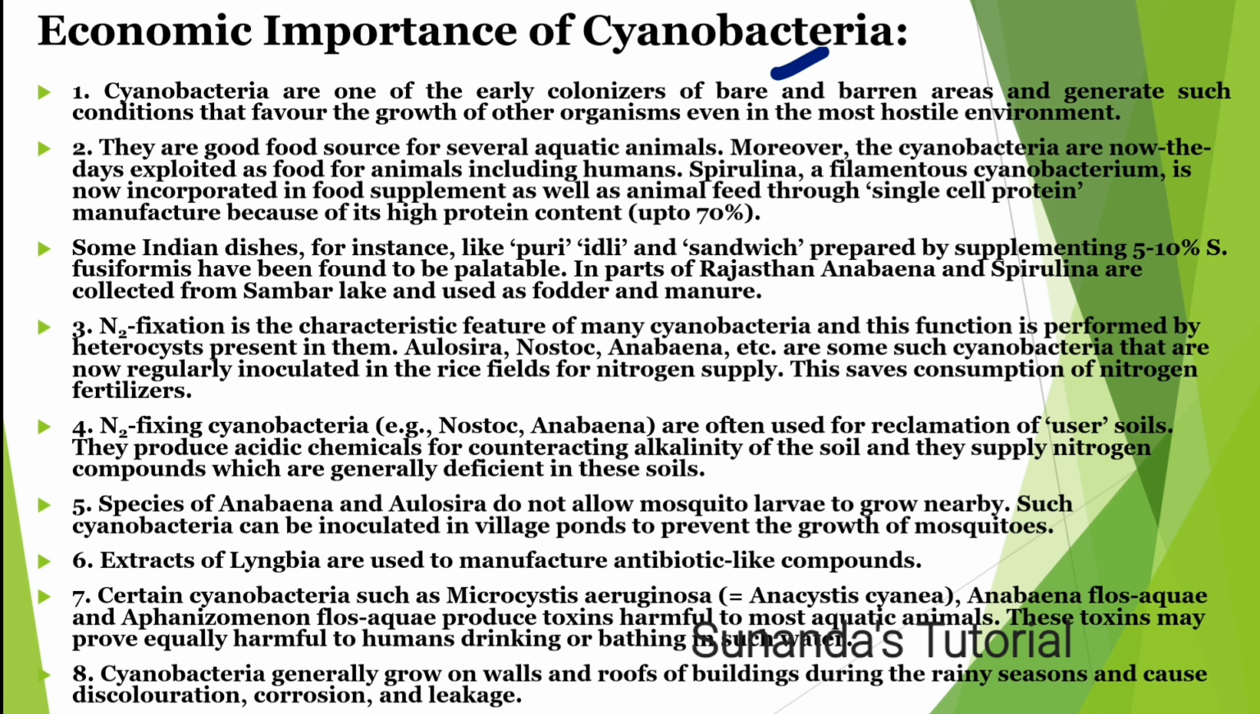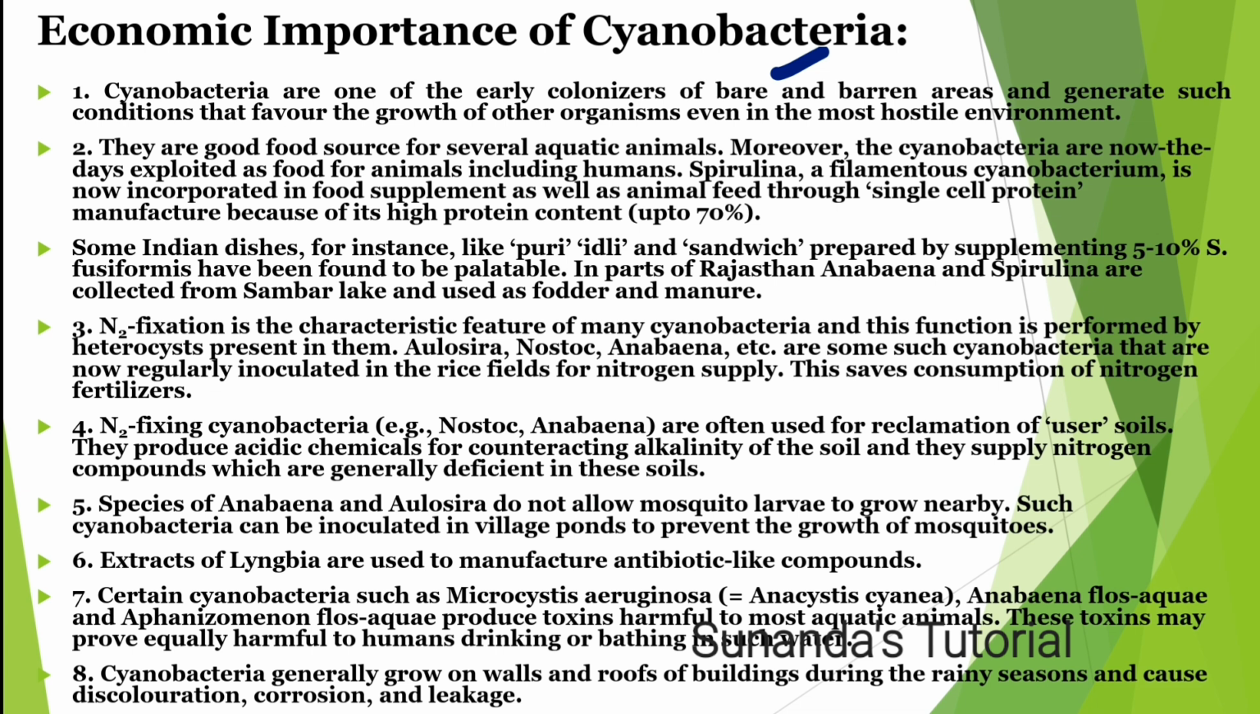These nitrogen-fixing cyanobacteria are often used in reclamation of usar soil. They produce acidic chemicals for counteracting alkalinity of the soil, and they supply nitrogen compounds which are generally deficient in these soils. Species of Anabaena and Aulosira do not allow mosquito larvae to grow nearby. Such cyanobacteria can be inoculated in village ponds to prevent the growth of mosquitoes in stagnant water. Then extracts of Lyngbya can be used to manufacture antibiotic-like compounds.